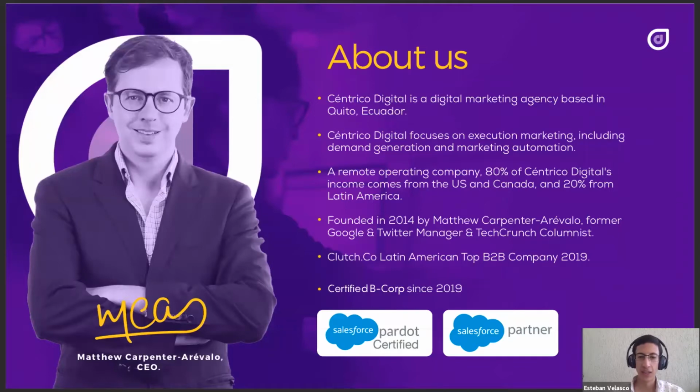So Centrico Digital, based in Ecuador, but despite the fact that we are located in South America, most of our clients are in the US and Canada. But we also have clients in Central America and Latin America as well. So in Centrico, we specialize in two things, which are performance marketing, which is basically finding clients for our clients, and then marketing automation, which is automating internal and external processes. And then that's what Pardot is about. Pardot is all about implementing marketing automation processes for your company.